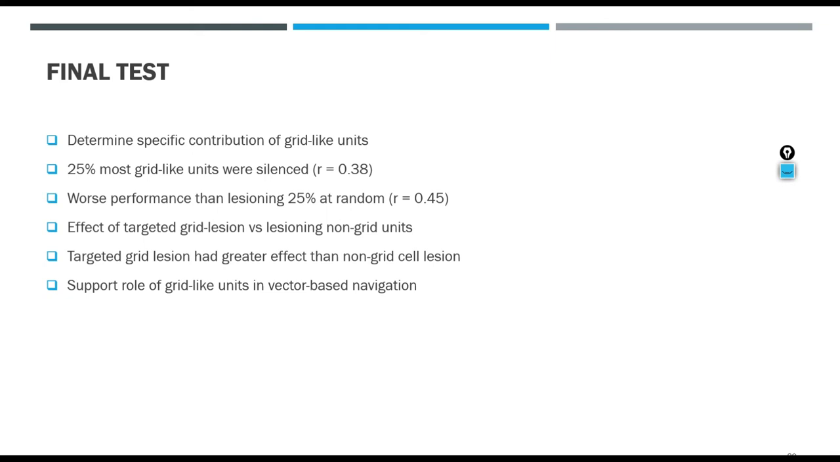Performance was worse in that case compared to lesioning 25% at random. When the lesioning was done randomly, the decoding accuracy was better, actually 0.45. An additional experiment was done where the effect of the targeted grid lesions was compared to that of lesioning non-grid units with patchy firing patterns. The targeted grid lesion had a greater effect than the patchy non-grid cell lesion. So the results support a role for grid-like units in vector-based navigation.